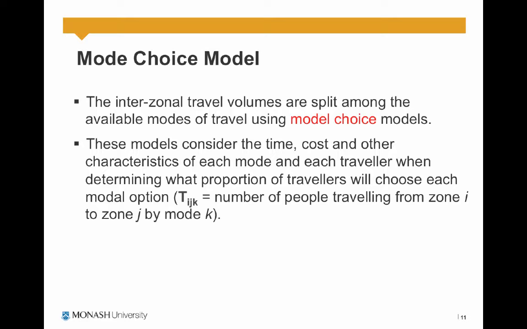These models consider time, cost, other characteristics of each mode, characteristics of the traveler, and sometimes land use characteristics, to determine what proportion of travelers will choose each mode. Then we can revise that Tij to Tijk, representing the number of travelers going from i to j by mode k.